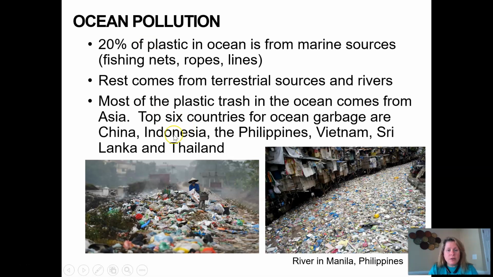There are 6 countries that contribute to most of the plastic in the ocean, and those 6 are over in Asia. And these are pictures of plastic pollution. This is a river that's covered in plastic.